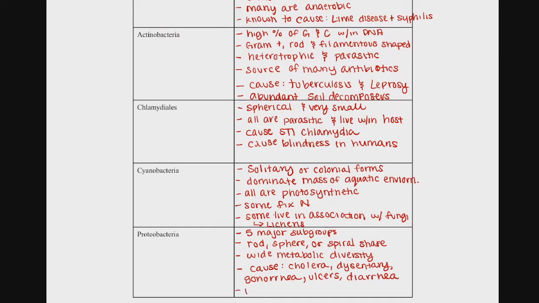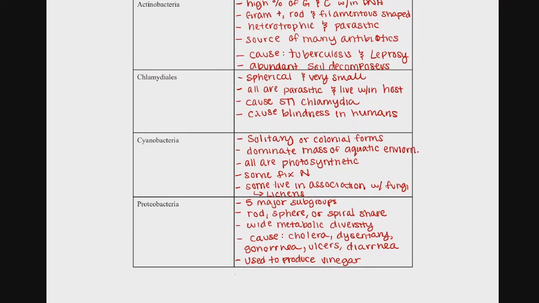And they're used to produce vinegar, which is kind of cool. If you like caprese salads, you can thank Proteobacteria. I love caprese salads. And just one more tidbit that I think is cool too, there is one genus of Proteobacteria called Rhizobium. And it lives in or on plant roots, and it fixes nitrogen, which is awesome for plants.